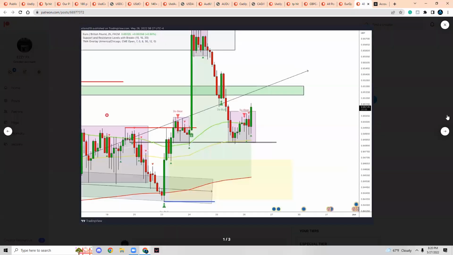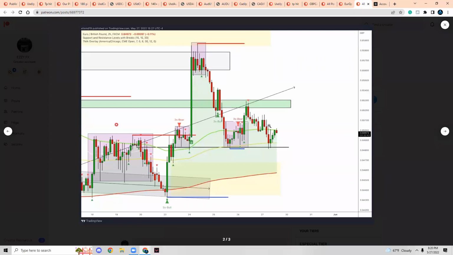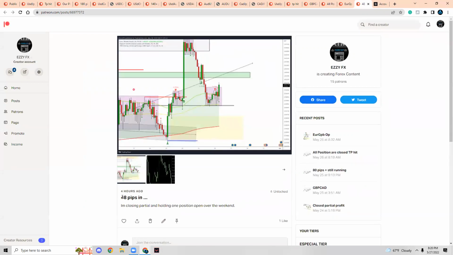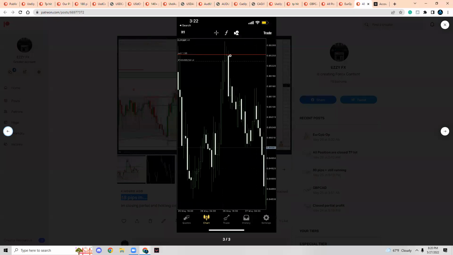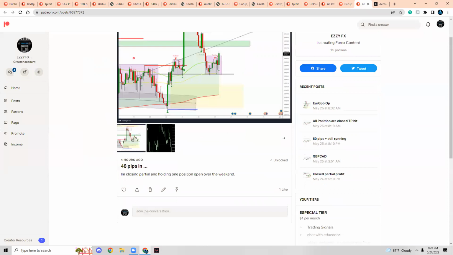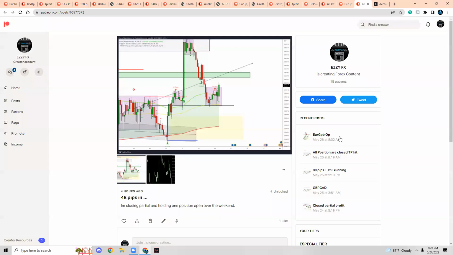As you can see here, no drawdown whatsoever. The market touched there and reversed. Pretty simple. Again, this is a 2-hour time frame here. This is about 48 pips, almost 50 pips. My entry, as you can see, guys, was on the zone, and then the market reversed all the way down. And I still have this one position open. We'll see what happens.